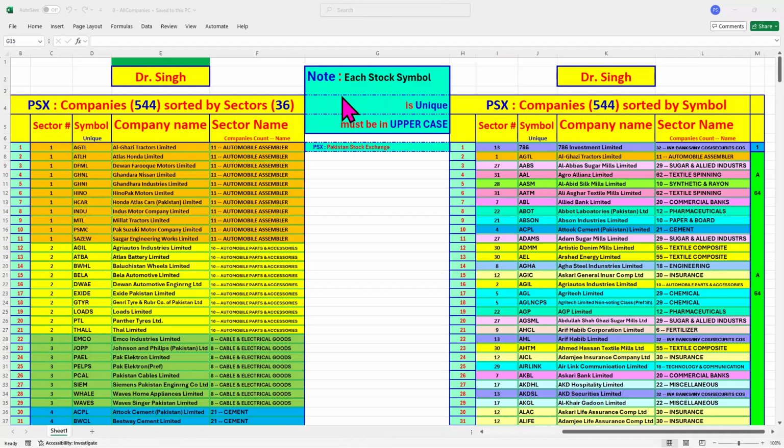You can see my name here on the left side as well as on the right hand side. And let's try to pay attention to this part first. Always follow the mouse. PSX, the symbol that you see over here, refers to the symbol of the company called Pakistan Stock Exchange. It's a company.